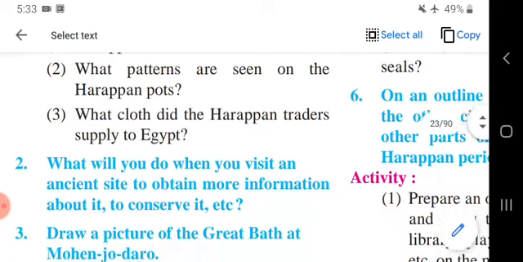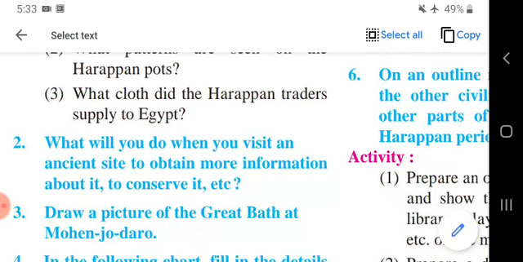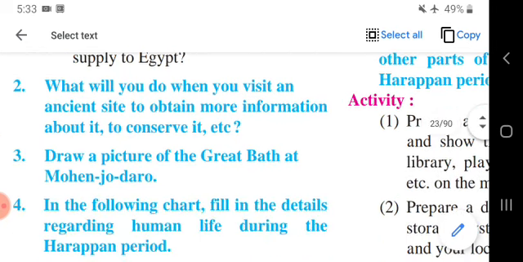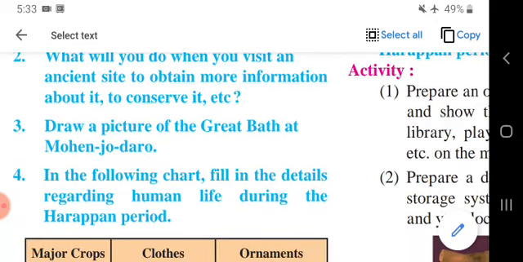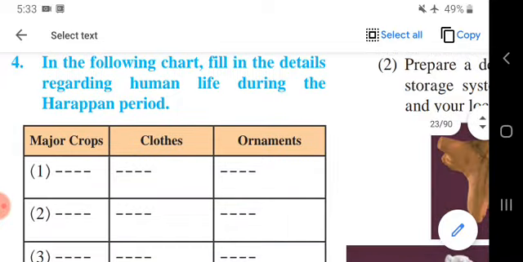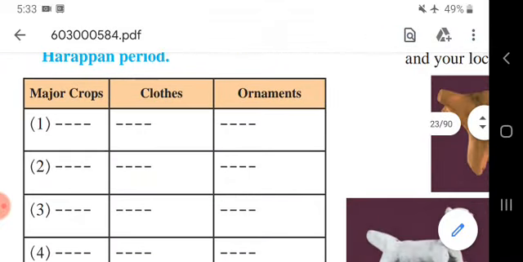Next, what will you do when you visit an ancient site to obtain more information about it, conserve it, etc.? Now you have to draw the picture of the Great Bath at Mohenjo-daro in your notebook. Next, in the following chart, fill in the details regarding human life during the Harappan period: major crops, clothes and ornaments. We'll go for this.